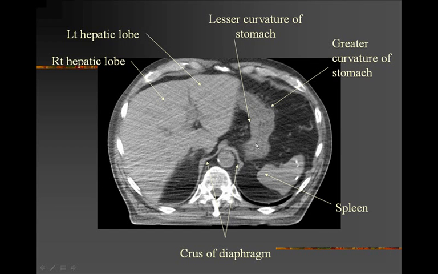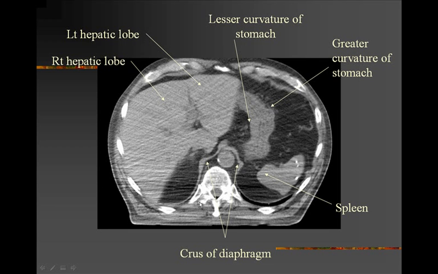The stomach with the greater curvature and the lesser curvature are seen here. The spleen is seen on the left side. The aorta surrounded by the two cruci of the diaphragm, and the vertebral column and the cut sections of the various ribs.